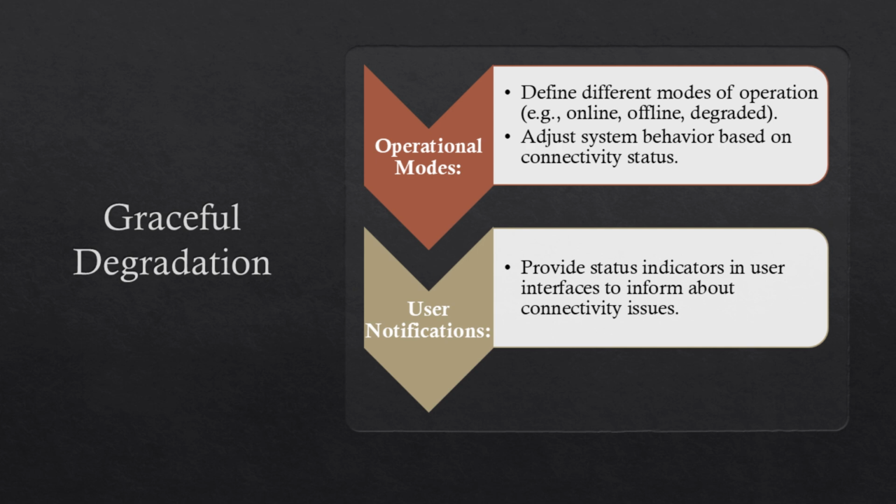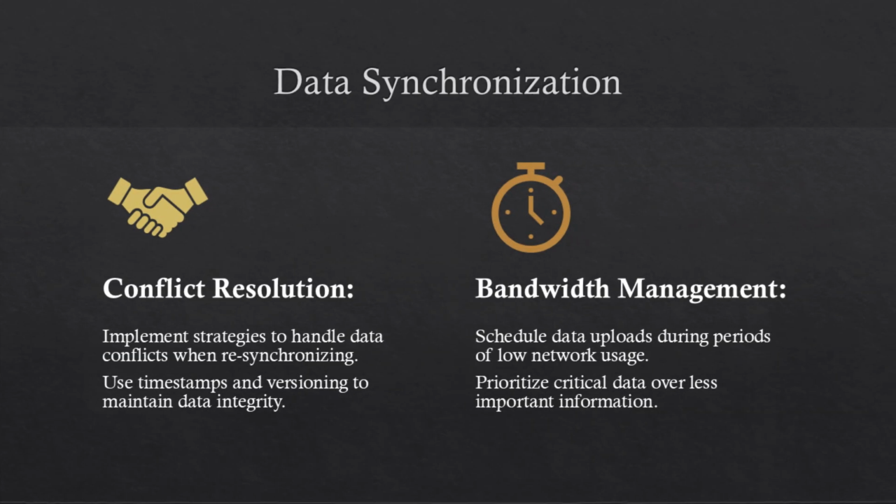User notifications. We provide clear status indicators in user interfaces to inform users of connectivity issues. Notifications enable users and administrators to be aware of network conditions, facilitating timely intervention if necessary. After a network outage, it's crucial to synchronize the buffered data with the cloud effectively. Conflict resolution. We implement strategies to handle potential data conflicts when resynchronizing. Using timestamps and versioning ensures data integrity, allowing the system to reconcile differences and maintain an accurate record of events.